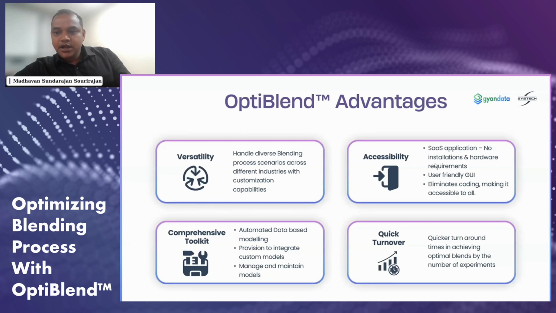So in a nutshell, OptiBlend is a user-friendly product which effectively addresses our blending process challenges. So it helps us to achieve the desired product characteristics efficiently in a cost-effective manner.